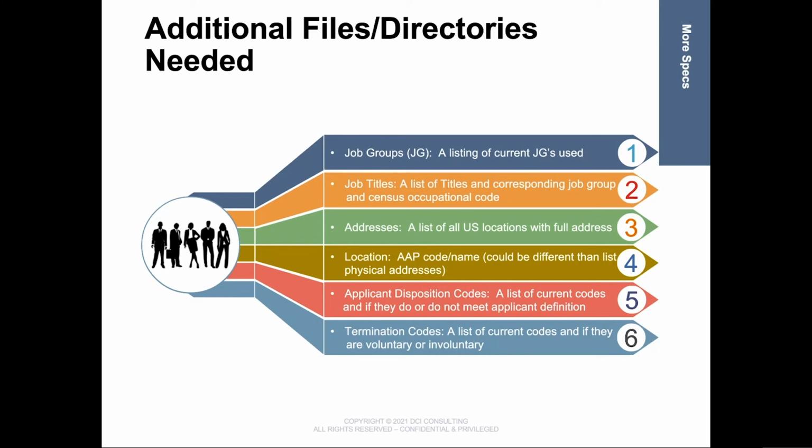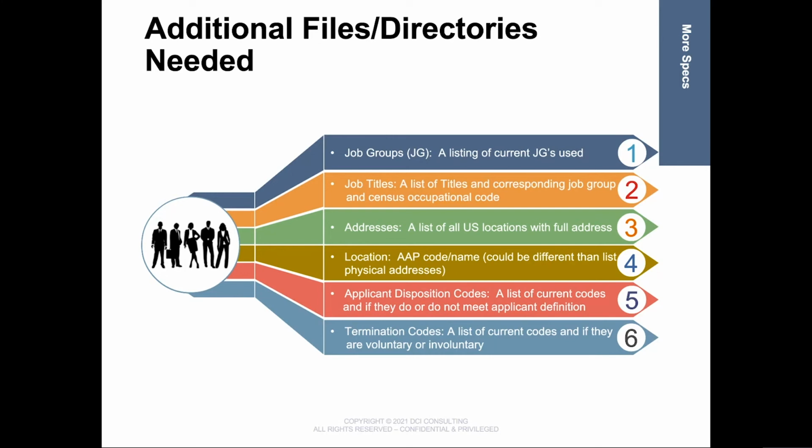There is some confusion around the word location, because there are two different things, right? We have the physical location of where the person is working, but we also have the AAP location, which could be different from the physical location. So it's really important that you think about that and send us both. I have one client that adds a tab every year, and they just put in, okay, here's all our addresses, and here's a list of the AAP codes, and here's what address goes in what code, and it's really helpful. So something like that is good to provide as well.